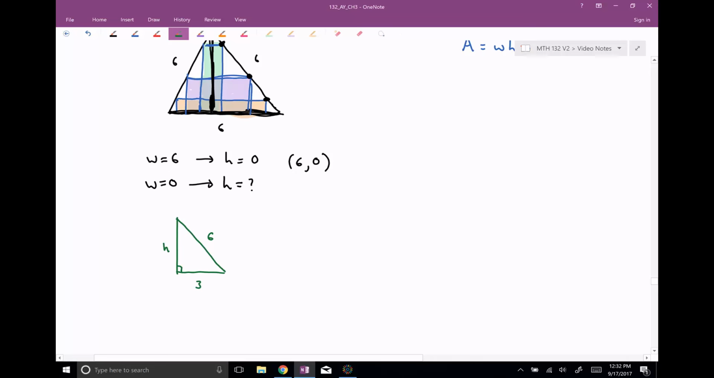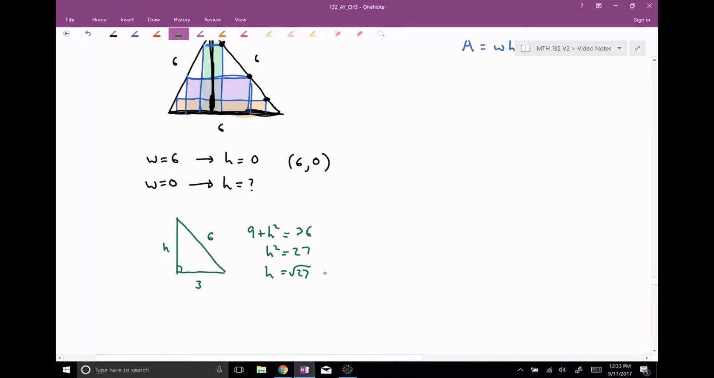Now I can use my Pythagorean theorem to get that 3 squared plus h squared is equal to the hypotenuse squared, 36. Subtract 9 from both sides, and now take the square root, and so I'm going to get root 27. Remember, this is the length of a side of a triangle, so it's going to be positive. Usually when we take the square root, we get a plus or a minus, but we're going to restrict down just to the positives.